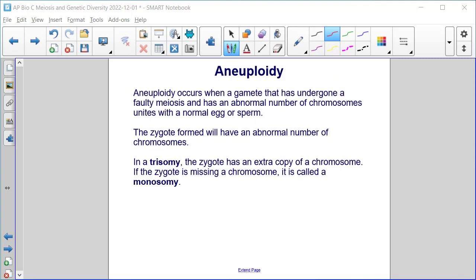Aneuploidy occurs when a gamete that has undergone a faulty meiosis and has an abnormal number of chromosomes unites with a normal egg or sperm. The zygote formed will have an abnormal number of chromosomes. In a trisomy, the zygote has an extra copy of a chromosome. If the zygote is missing a chromosome, it is called a monosomy.